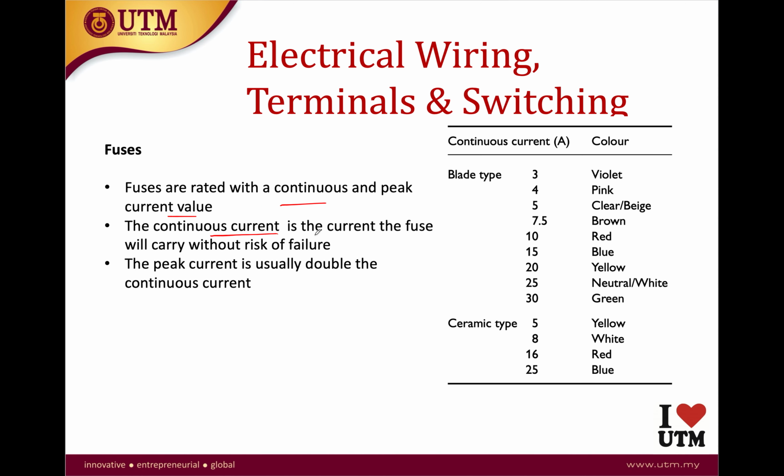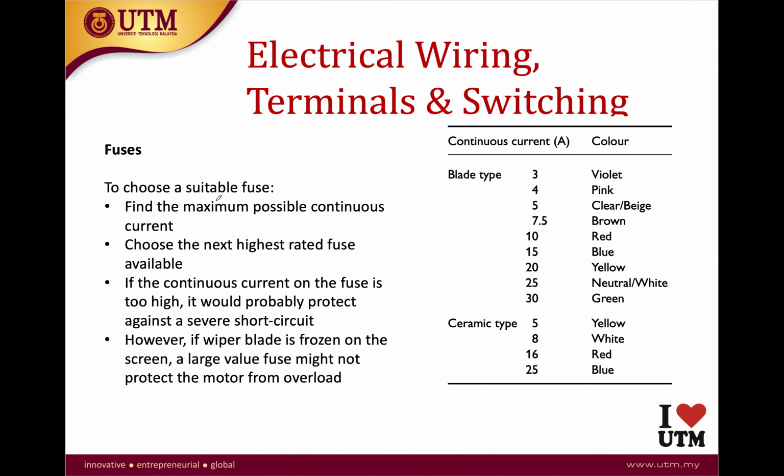The continuous current is the current the fuse will carry without the risk of failure. Peak current is usually double the continuous current. For the blade type, different values of continuous current will be in different colors. And for the ceramic type, usually you use it for slightly higher current. To choose a suitable fuse, you first have to know the maximum possible continuous current, then choose the next highest rating. If you choose the next lowest, there's a tendency of the fuse always breaking down, so you will always have to replace the fuse.